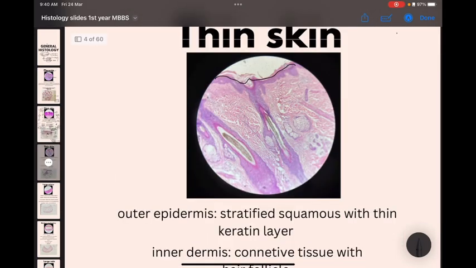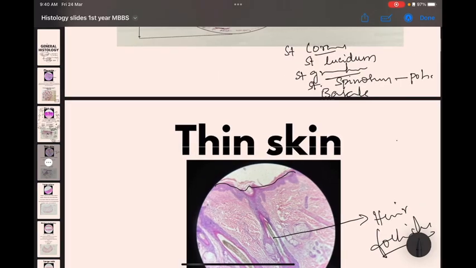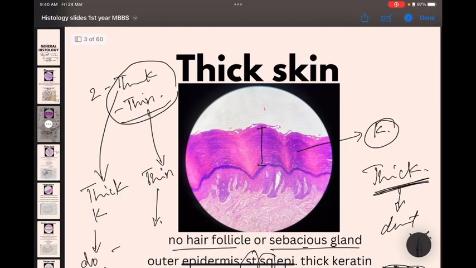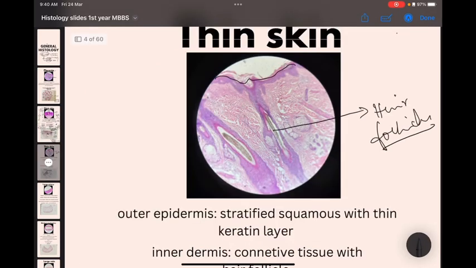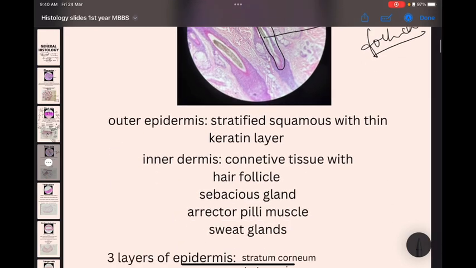Coming to thin skin, this is very easy to identify. We have hair follicle in it. That's all. Hair follicles. So identification is done. For identifying thick skin, the stratum corneum, the thick keratin layer, is enough. Done. For identifying thin skin, hair follicle is enough.